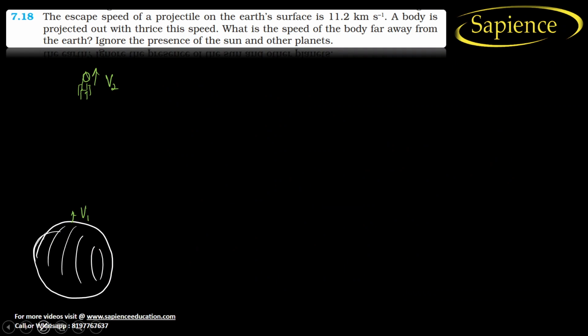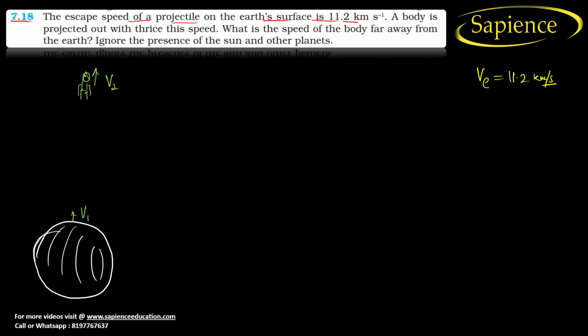Now let us solve question number 7.18. The escape speed of a projectile from the Earth's surface is 11.2 kilometer per second. In the question they have given the escape velocity, that is ve, as 11.2 kilometer per second. A body is projected out with thrice this speed.